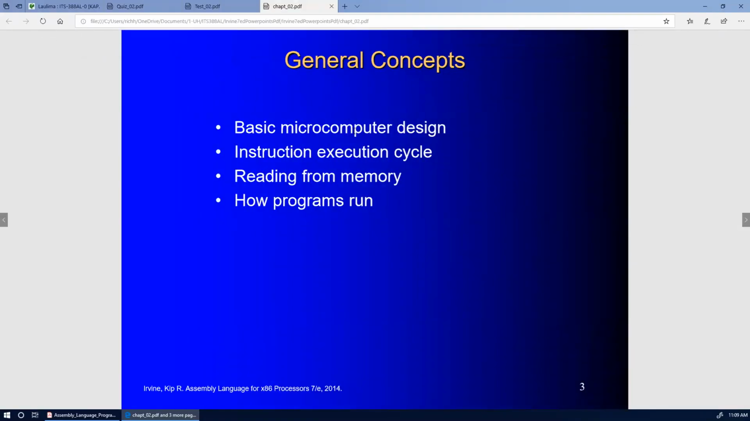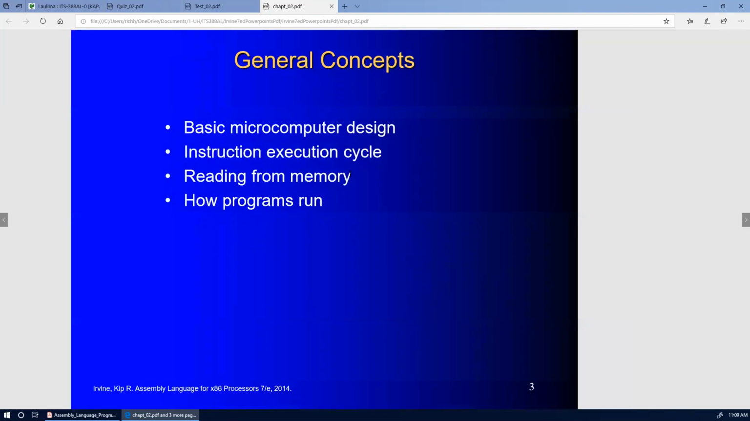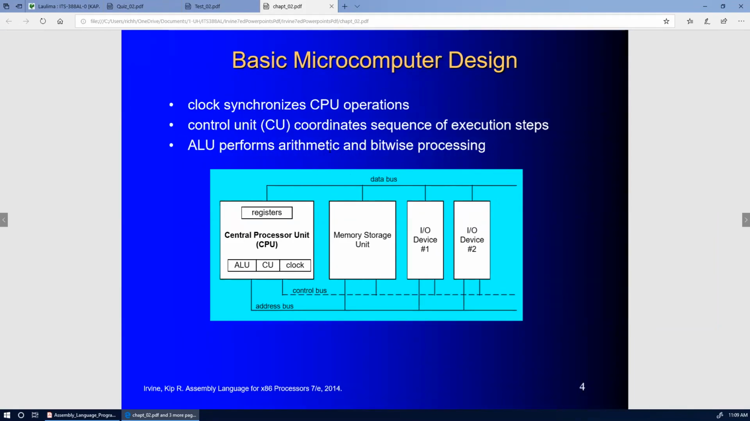General concepts include basic microcomputer design and the instruction execution cycle. It's good to have insight into this so you know why some instructions might take longer than other instructions, how programs run, and how data is transferred to and from memory. So this is a basic block diagram, and it's pretty accurate. We have something called a data bus here, and that would be whether it's 8 bits, 16 bits, or 32 bits.